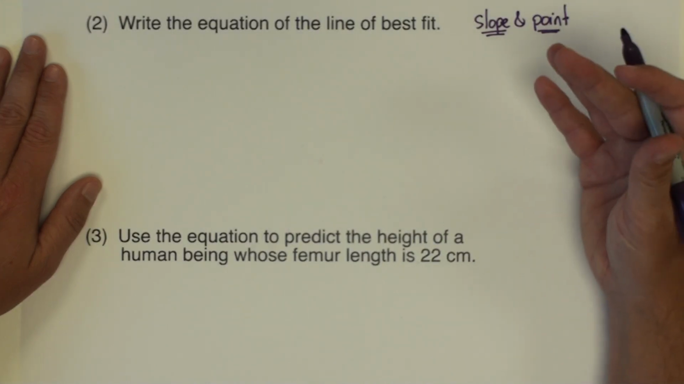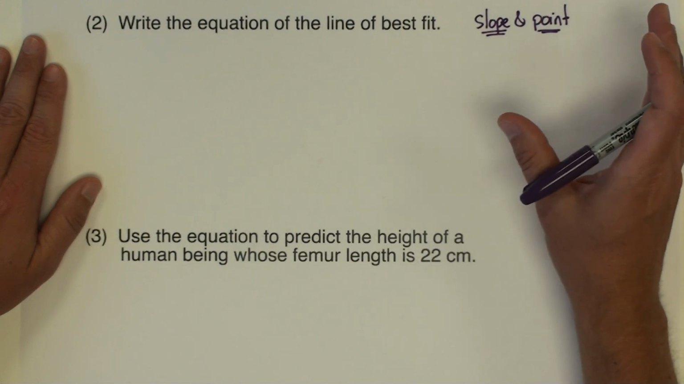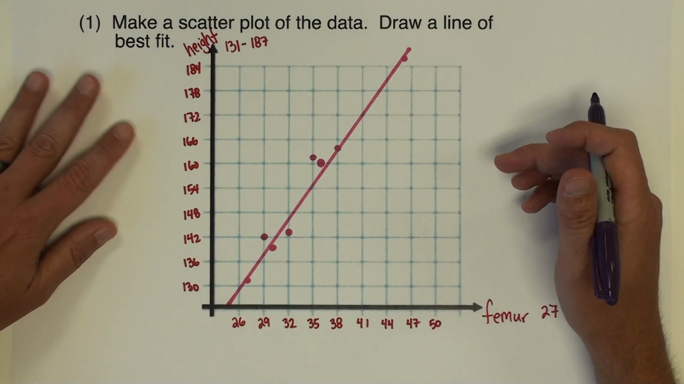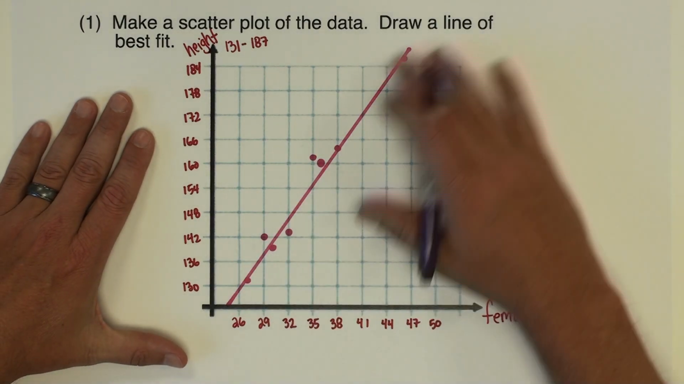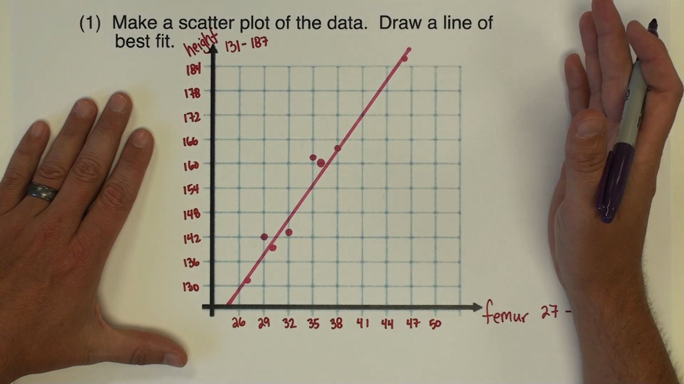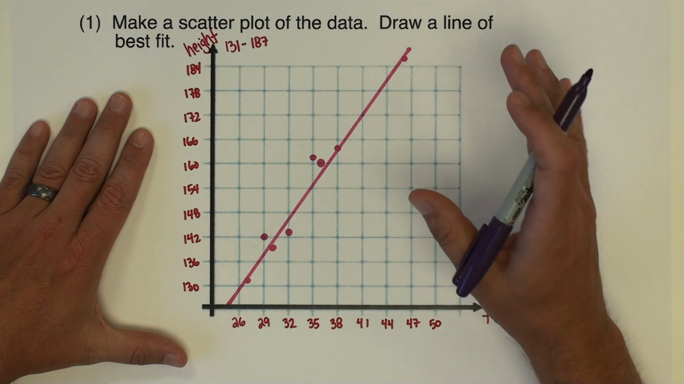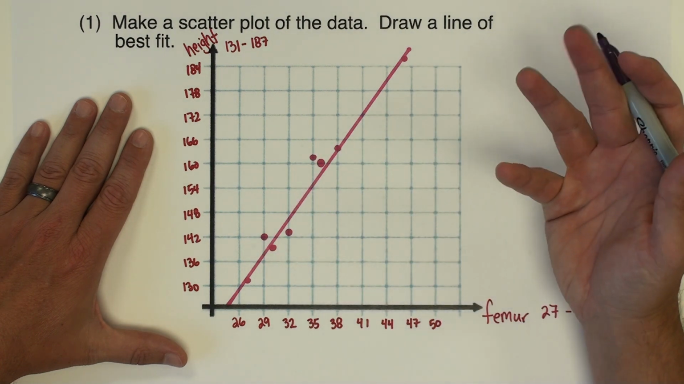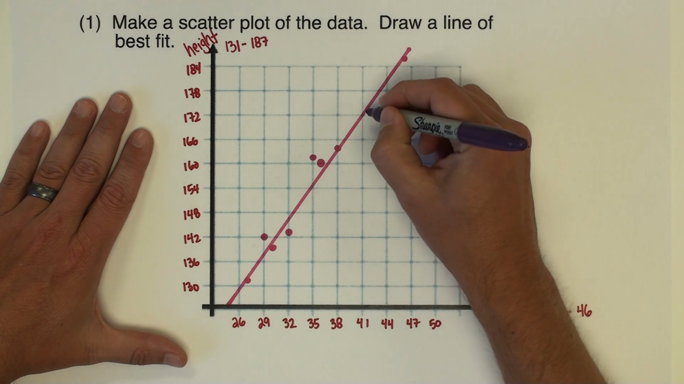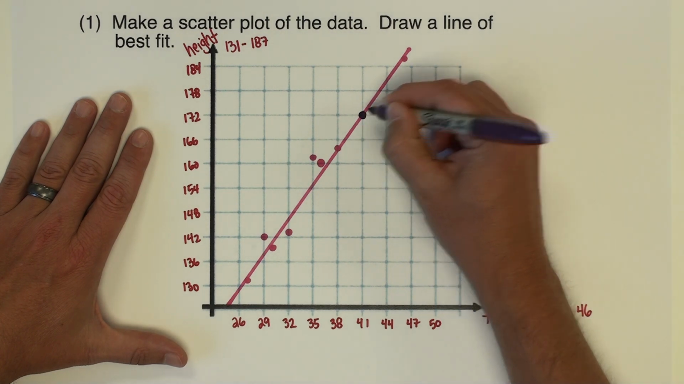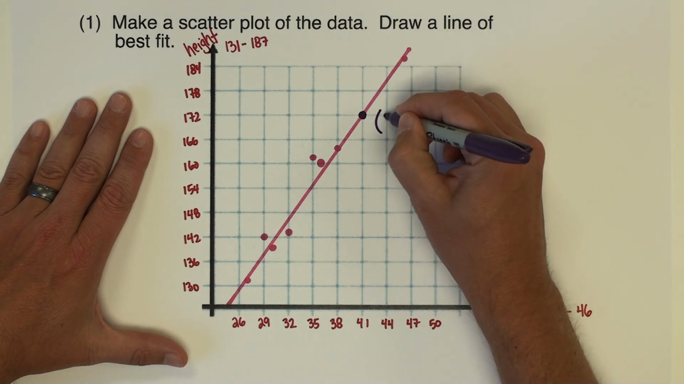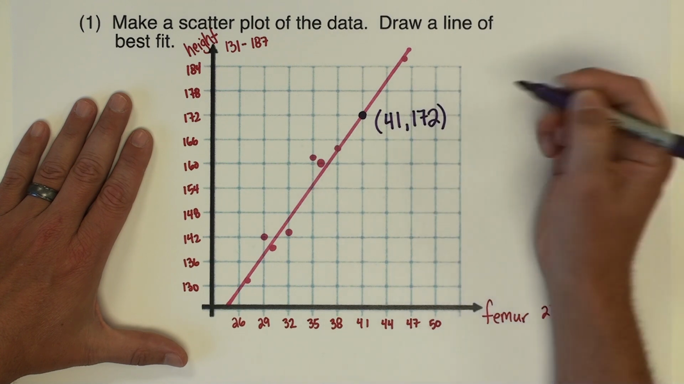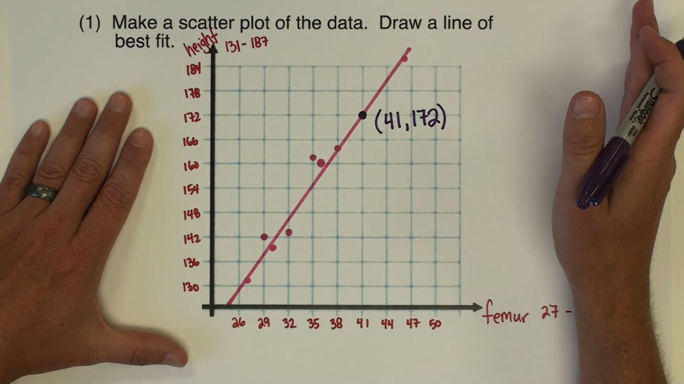So let's go back to our graph and pick 2 points that are on the line that I drew. They can be any 2 points that you want. It doesn't have to be points from the table that created the scatter plot. They can be any points that your line goes through. I've got a point right here, right on the grid lines, that looks pretty good to me. That point is 41, 172. So I'm going to use that point.